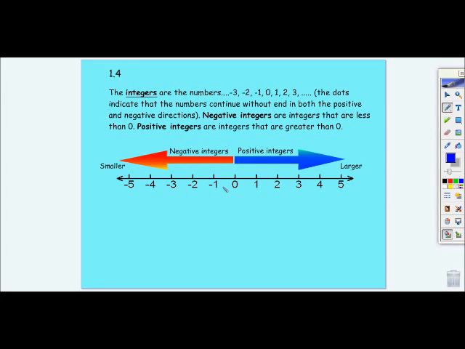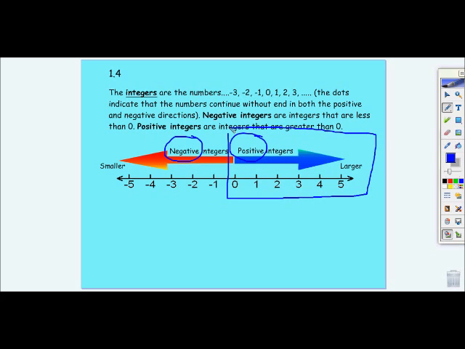Okay, 1.4 is about comparing and ordering integers. So integers are the numbers that exist both to the right and to the left of a zero on a number line. Numbers to the left of the zero are referred to as negative integers, and to the right are positive integers. The traditional number line that we've learned since elementary school are the numbers that are the positive ones.